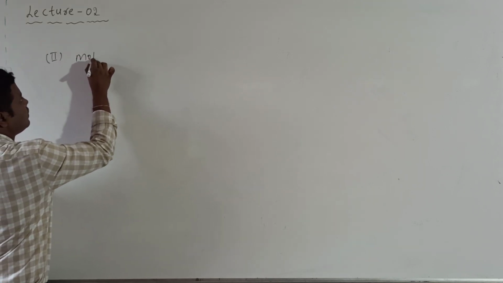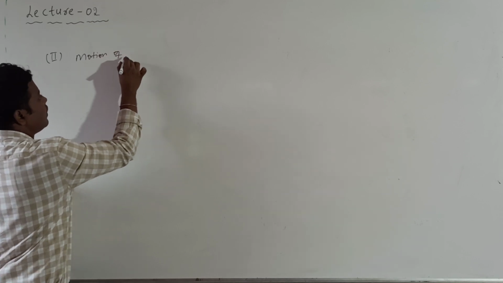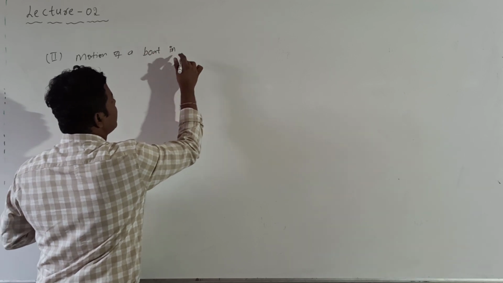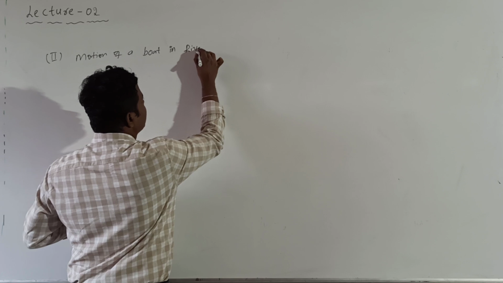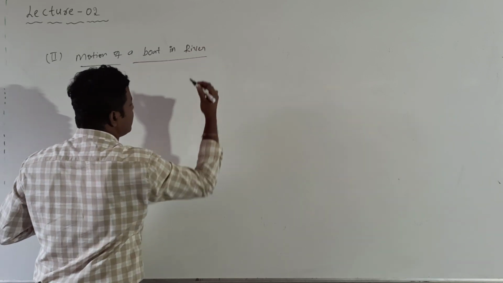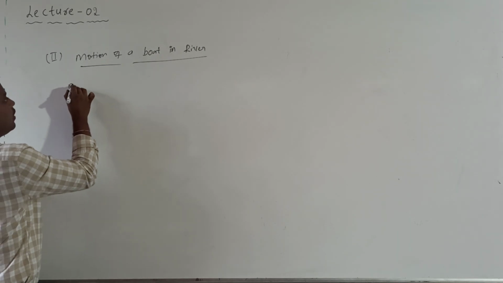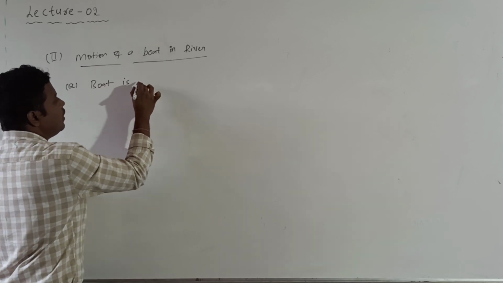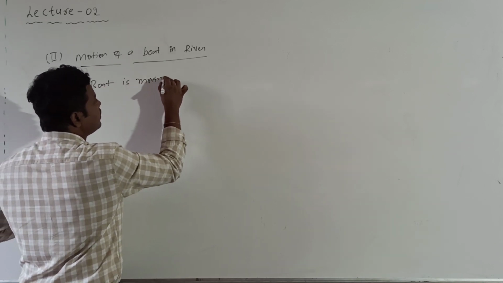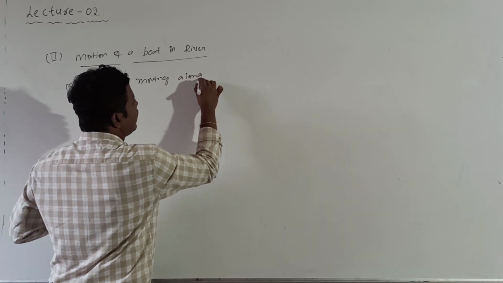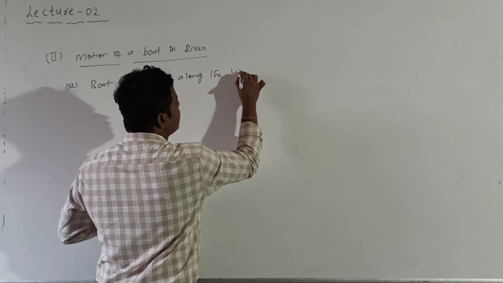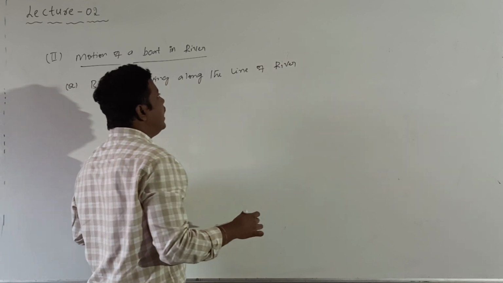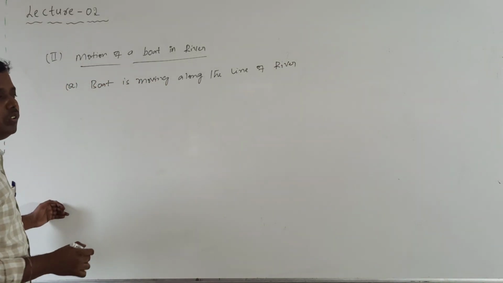Motion of a boat in a river. Again under these two cases. First case, the boat is moving along the line of the river. The second case is the boat is moving across the line of the river, meaning perpendicular to the river flow.